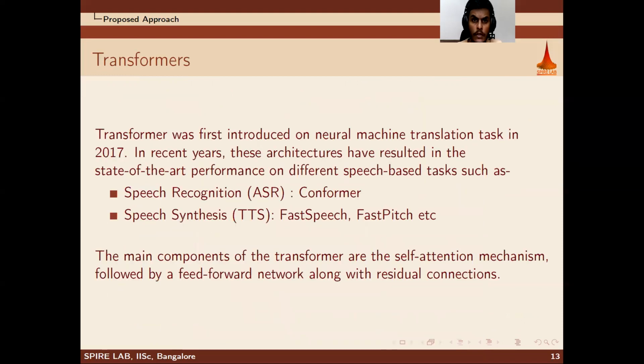Now, since we'll be utilizing transformers in our work, I'll first talk about transformers. The transformer was first introduced on the neural machine translation task in 2017. And in recent years, these architectures have resulted in state-of-the-art performance on various tasks such as speech recognition and speech synthesis. So to briefly talk about the transformer architecture, it has a self-attention mechanism followed by a feed-forward network.